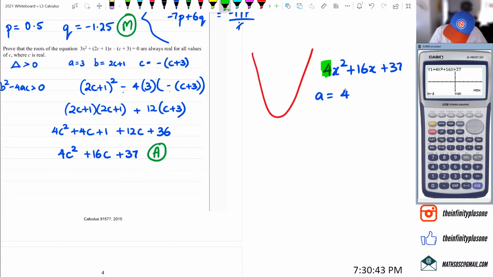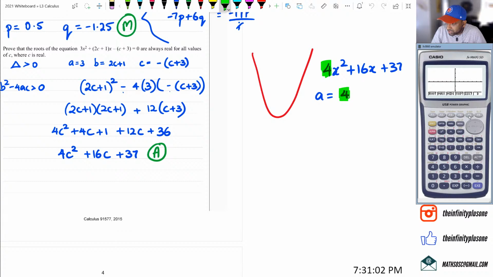Because that is right there, the coefficient of x squared. Now what happens is when you draw this in the graphics calculator, you might not actually see your graph. It's going to pop up empty like this. That's because the graph is somewhere way up at the top. But what you can do is find out where the vertex is.